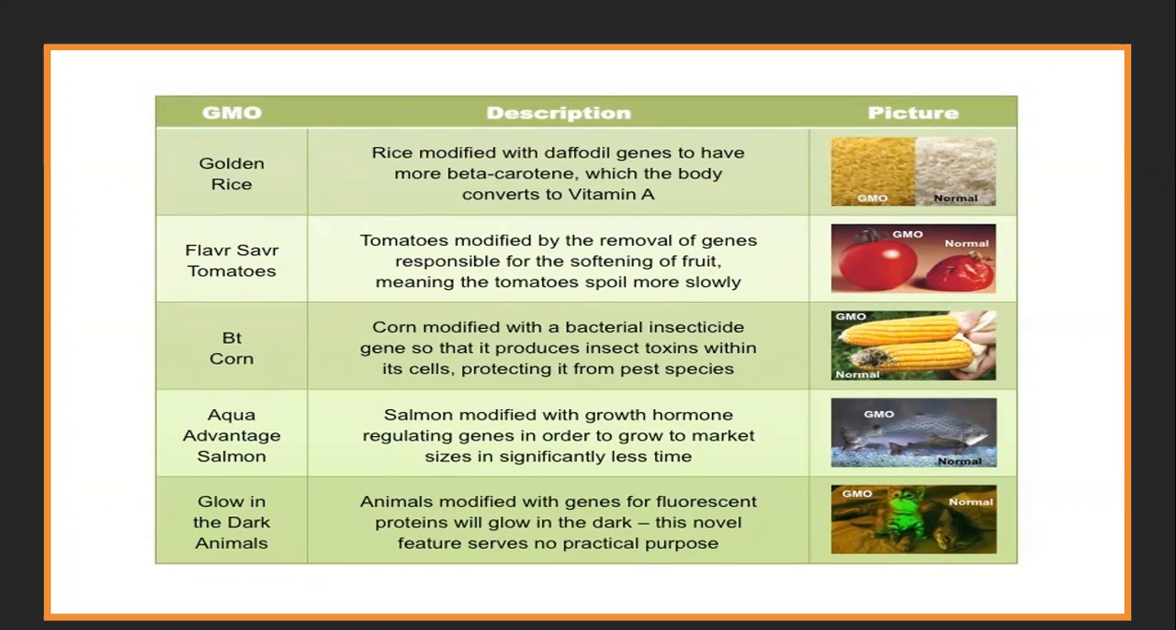Then we also have the Aqua Advantage salmon. So they are salmon modified with growth hormone. So they are bigger than the usual size. Then we also have the glow in the dark animals. So they are the animals that have fluorescent proteins. And they serve no practical purposes.